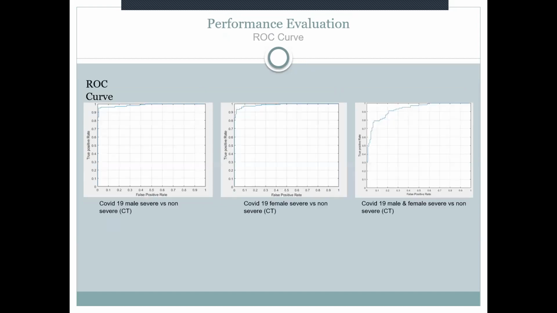Also, we can see from the ROC curve as well that for the male severe versus the non-severe, the ROC curve was a bit okay, which was able to give us a very good area under the curve at 0.98, as you see for both male and female. But when we didn't consider the gender information, we discovered that the area under the curve for this ROC curve, male and female mixed together, dropped.